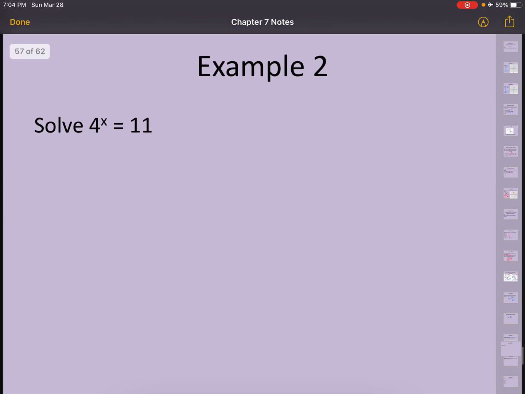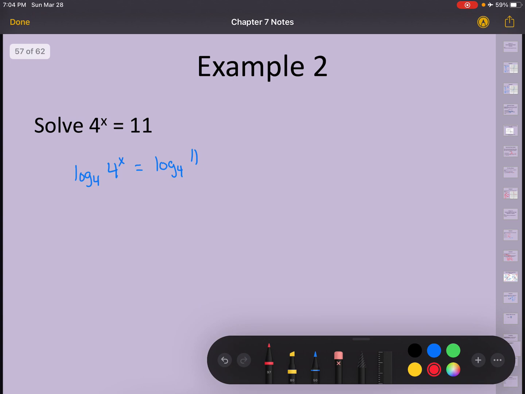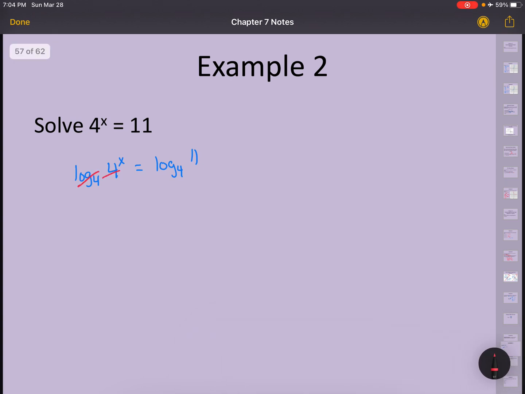In example 2, we can do the same kind of thing, but I can't write 4 and 11 using the same kind of base. So what I can do is try to eliminate that 4 with the same logarithm. So I can use log base 4 of 4 to the x is equal to log base 4 of 11. And again, a logarithm with the same base as the exponential's base just cancels it out. So I'm going to be left with x equals log base 4 of 11. And we can evaluate that using the change of base formula: log of 11 over log of 4.